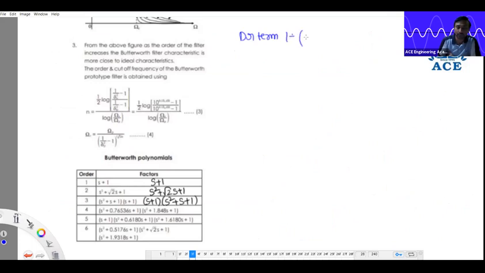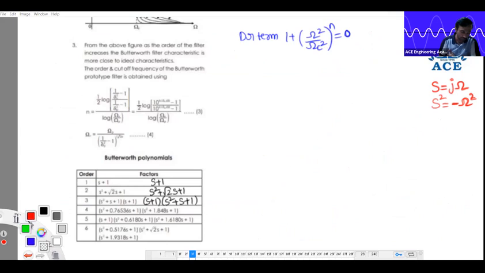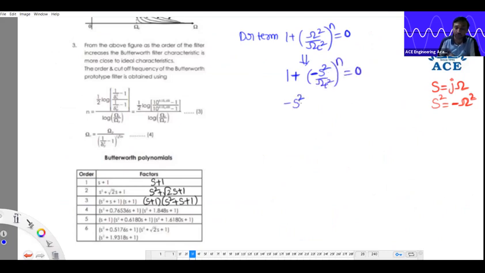1 plus (ω/ωc)² whole power n equals 0. We know on the jω axis, s equals jω. That means s² is minus ω². So how is this expression modified? 1 plus (minus s²/ωc²) whole power n equals 0, so (minus s²/ωc²) whole power n is minus 1.